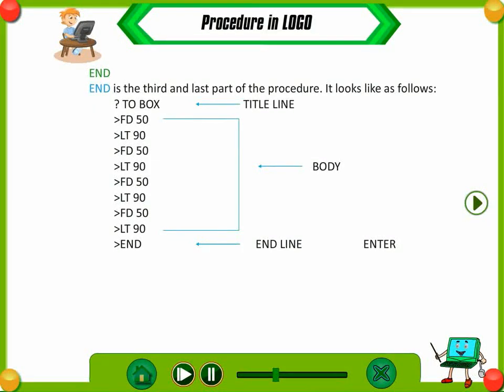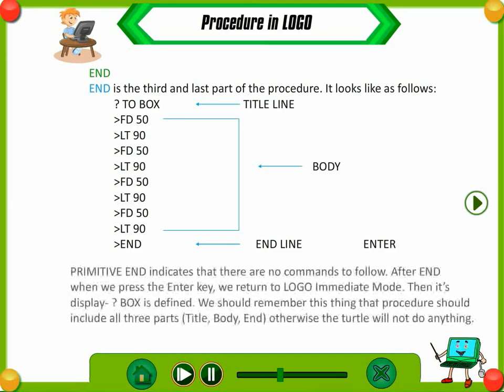End. End is the third and last part of the procedure. It looks as follows. Question mark, TO BOX, the title line; greater than FD 50, greater than LT 90, greater than FD 50, greater than LT 90, greater than FD 50, greater than LT 90, greater than FD 50, greater than LT 90, the body; greater than END, the end line, enter.